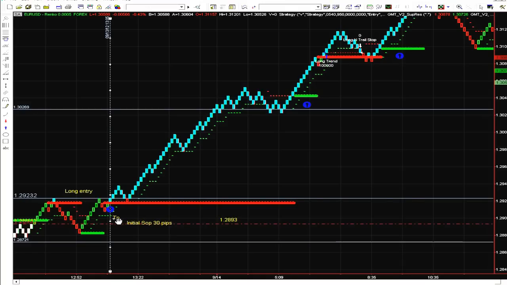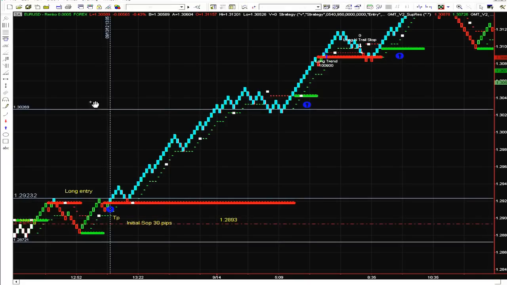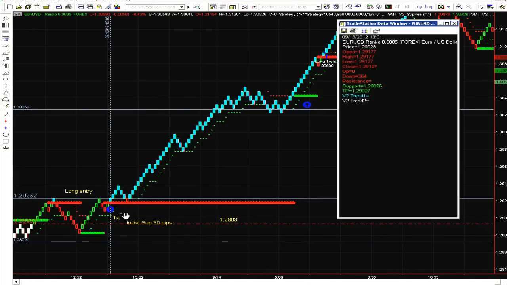Now our initial stop is sitting there, and if we just put a line through there, you can see there's our initial stop value. So if we bring up our data window, go to the data window there, you can see that if I click on that, it'll tell me what my TP is, 129.02. So 129.2 is our initial stop.